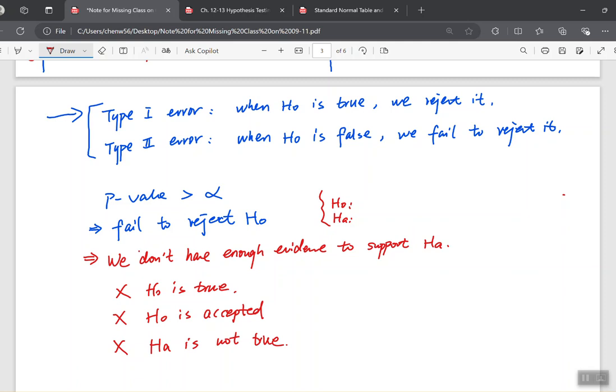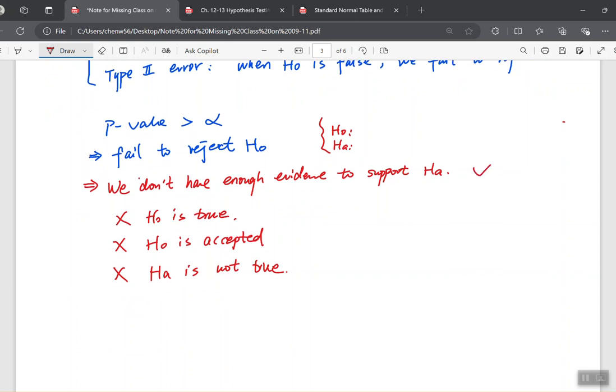So similar idea to the innocent and guilty example. Right now, we just don't have enough evidence to support your claim. It doesn't mean that your claim is totally wrong or not true. We just don't have enough evidence to support it. In the future, if you have enough evidence, we can still support your claim, right? So this is the logic here. Just to be careful about it, we just say we don't have enough evidence to support your claim.